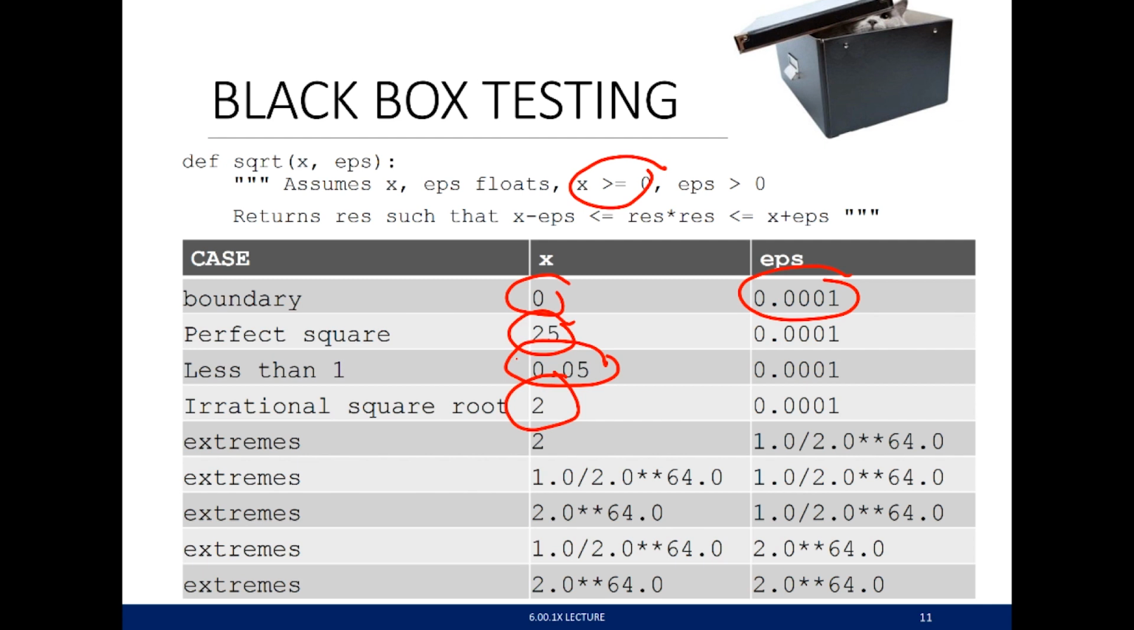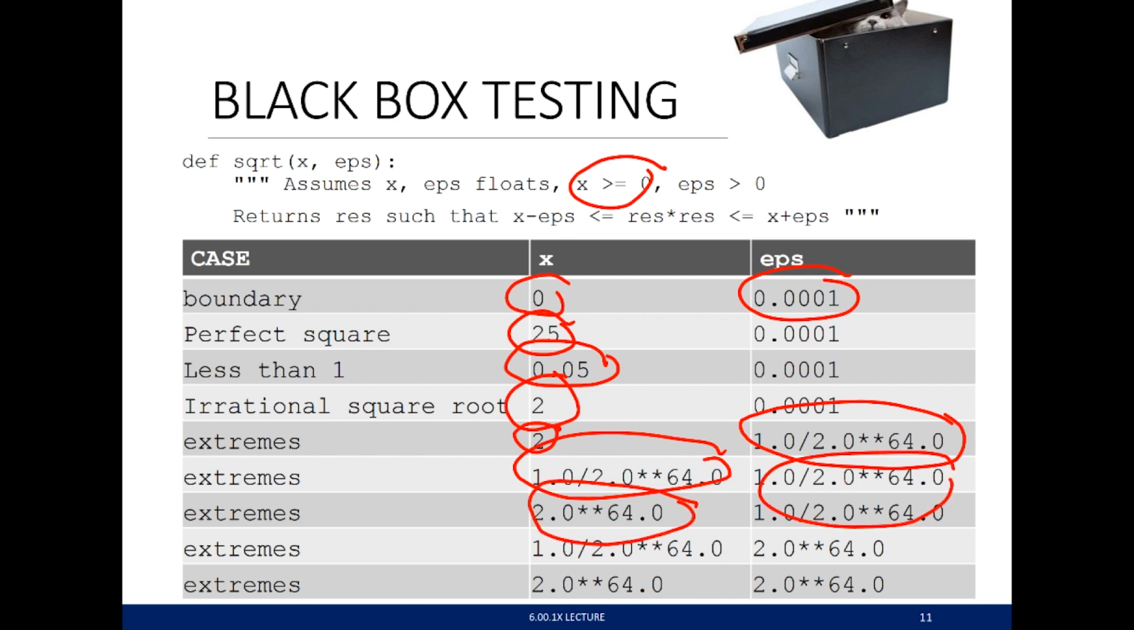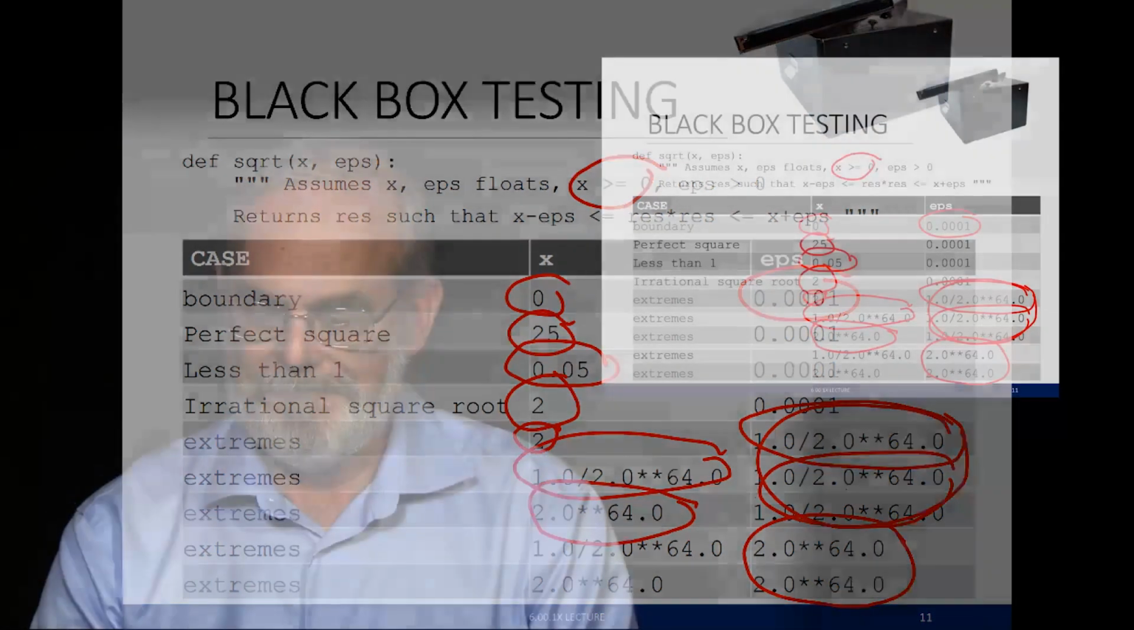Another set of things I might do is just look at extremes. What happens when I have a reasonable number and a really large epsilon? What happens when I have a really small number or a really large number and a really large epsilon? And same thing the other direction. With a really small, I did that wrong. These are really small epsilons. I apologize. Those are really large epsilons. These are all examples of extreme versions of cases that I could use as I'm doing black box testing.